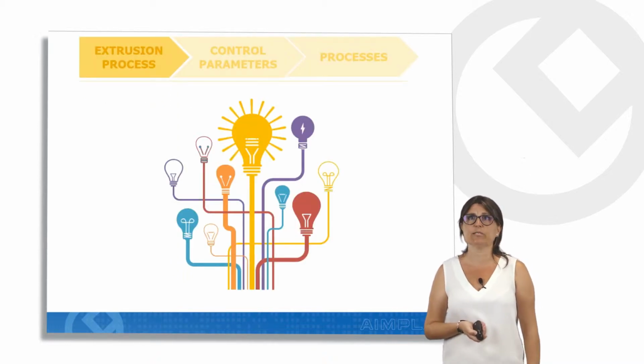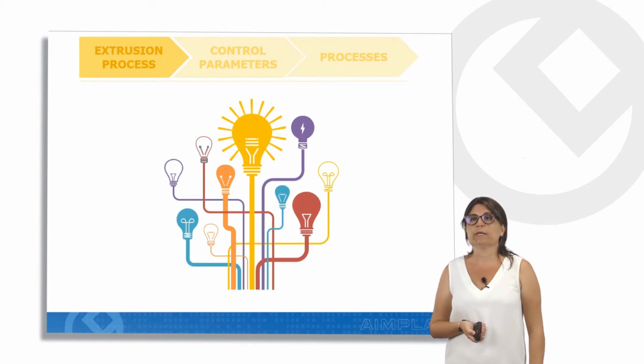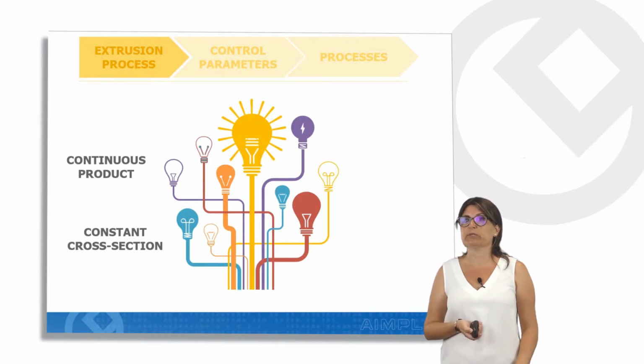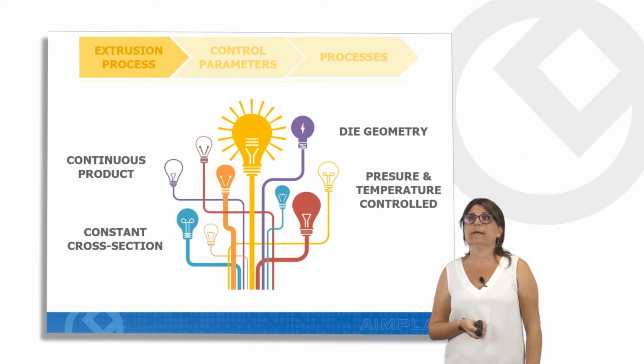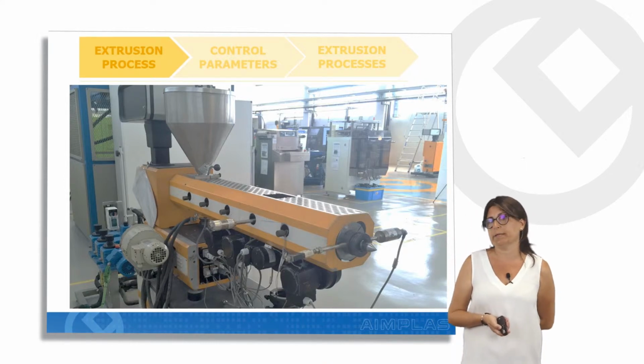In the first step, extrusion process. Extrusion is a process to obtain continuous plastic products with a constant cross section. The plastic material is molten due to temperature and friction action and passes through the die with the desired shape under controlled pressure and temperature. In this slide, it's possible to see one extrusion equipment.